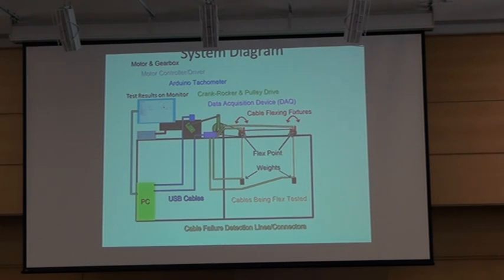The status of the cables is read by the data acquisition device during the test, which is connected to the cables by these wires in yellow. The tachometer in blue reads the speed of the machine and the number of cycles. The data from the tachometer and the data acquisition device are sent to the computer through USB cables. The computer saves the test data in a file and also displays the cycles and other information on the screen of the computer during the test.